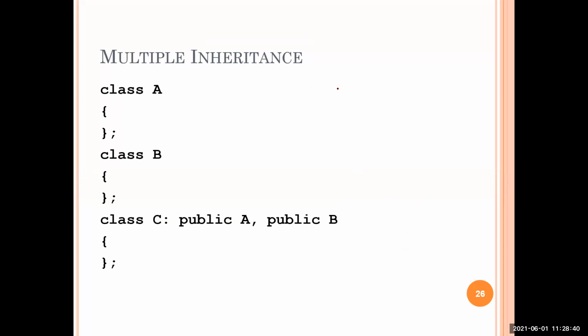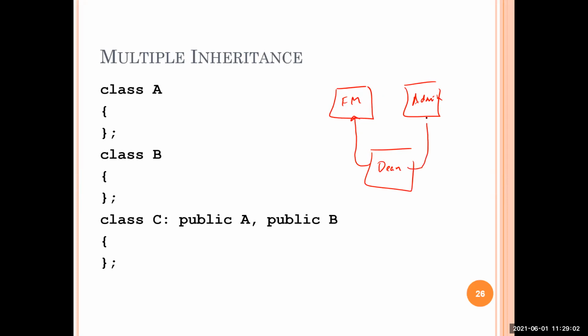Multiple inheritance means that you have a class, say faculty member. You have a class admin staff. Now you can also have someone who is a faculty member, but who is also doing administrative duty. For example, there is a dean. So dean is teaching, so he or she is a faculty member, but he is also an administrative staff because he is also doing administrative stuff.